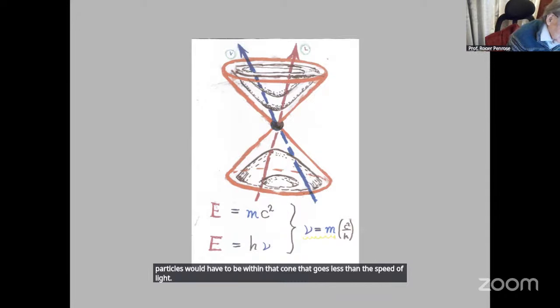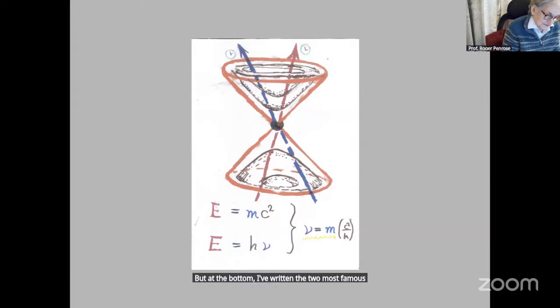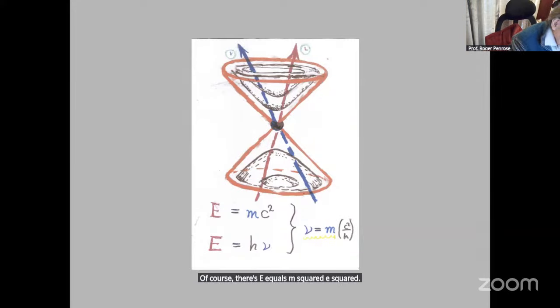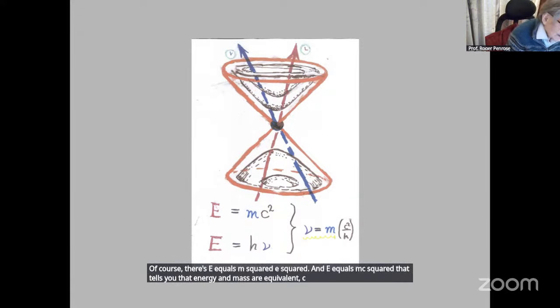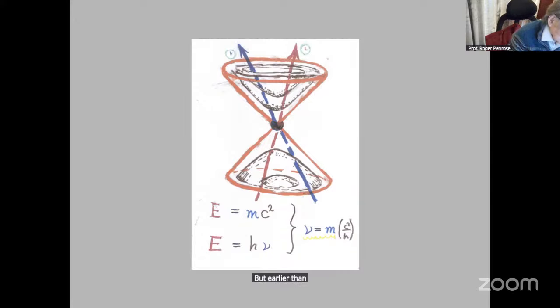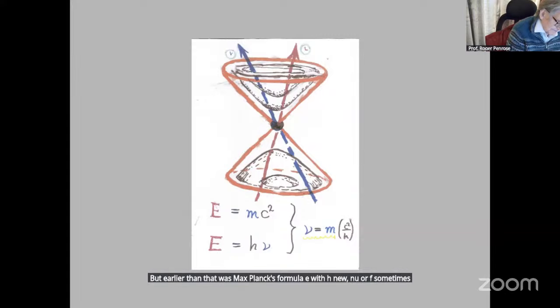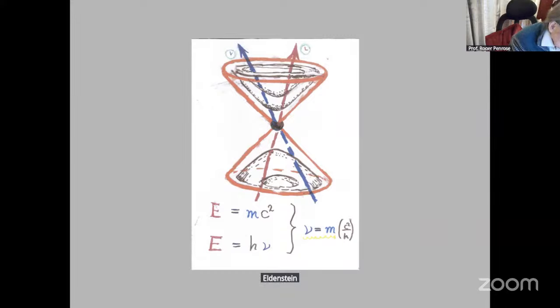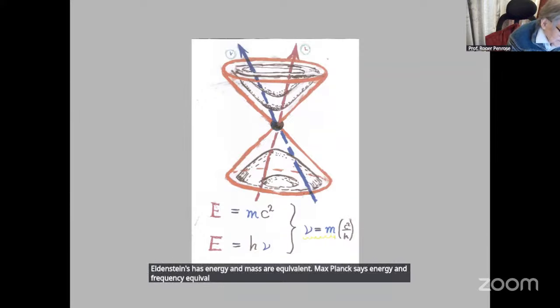But at the bottom, I've written the 2 most famous formulae of 20th century physics. Of course, there's E equals mc squared, that tells you that energy and mass are equivalent, c being just a constant. But earlier than that was Max Planck's formula, E equals h nu. Nu, or f, sometimes people write it, is a frequency. h is just a constant. So energy and frequency are equivalent. Einstein says energy and mass are equivalent. Max Planck says energy and frequency are equivalent. Put the 2 together, it says mass and frequency are equivalent.